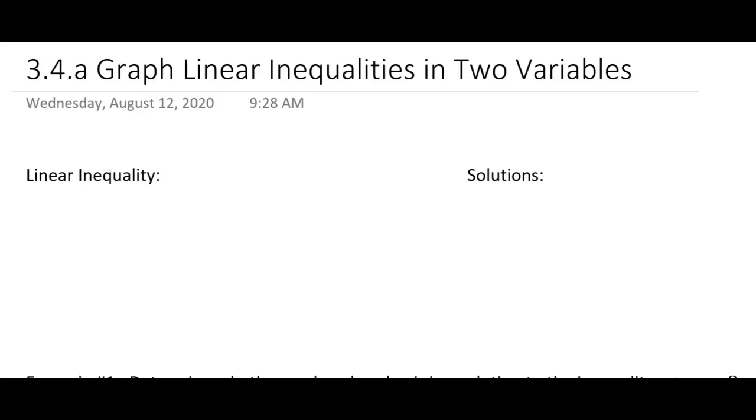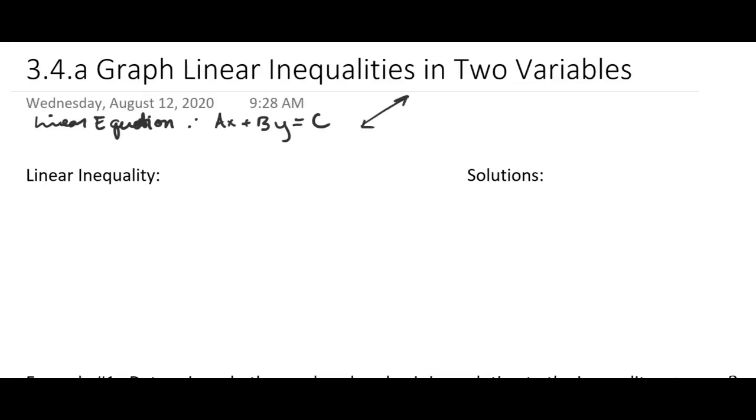So in 3.4, we're going to graph linear inequalities in two variables. I'm going to back up a little bit and talk about equations for a second. We have linear equations that come in the standard linear equation form, ax plus by equals c. That's in two variables, x and y. We graph them, we find solutions, and they graph to be lines.